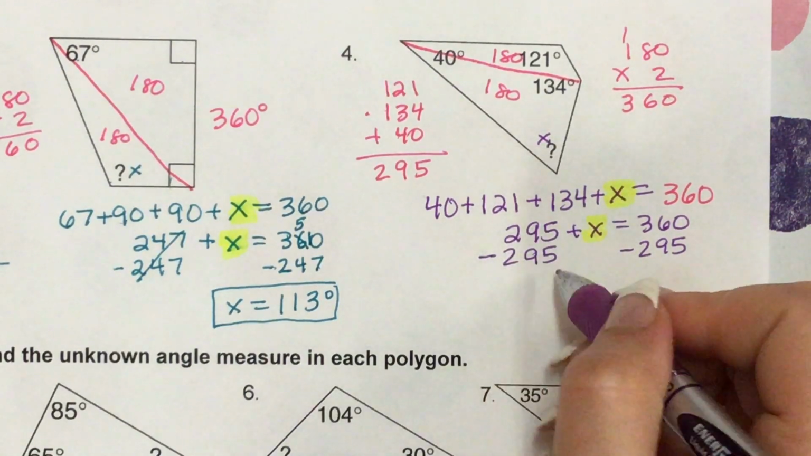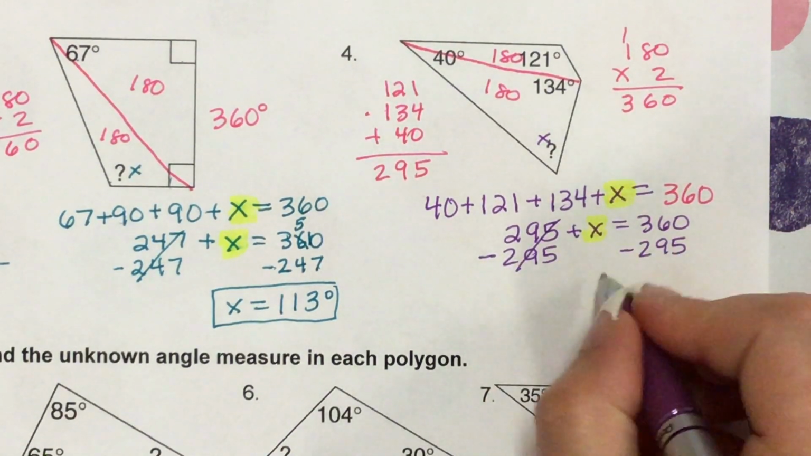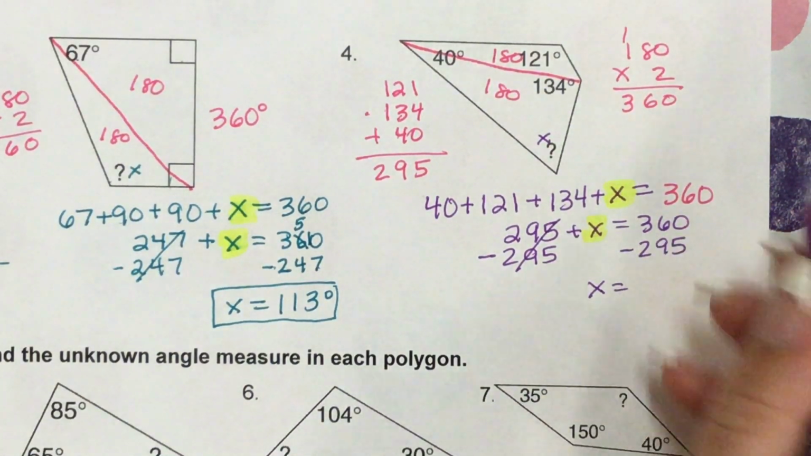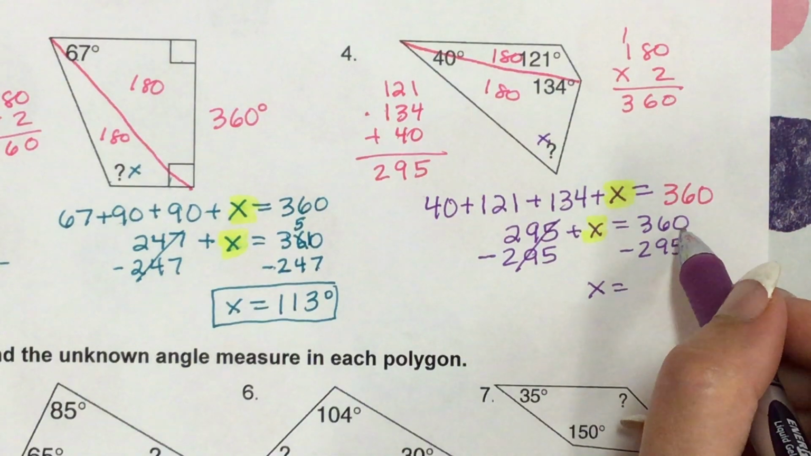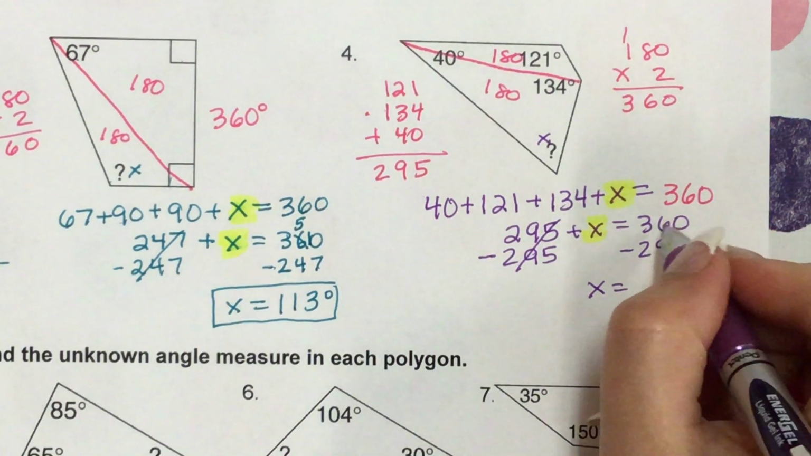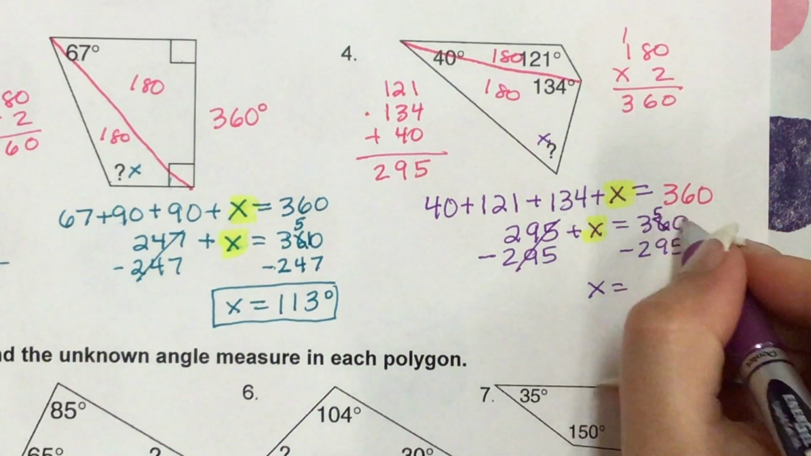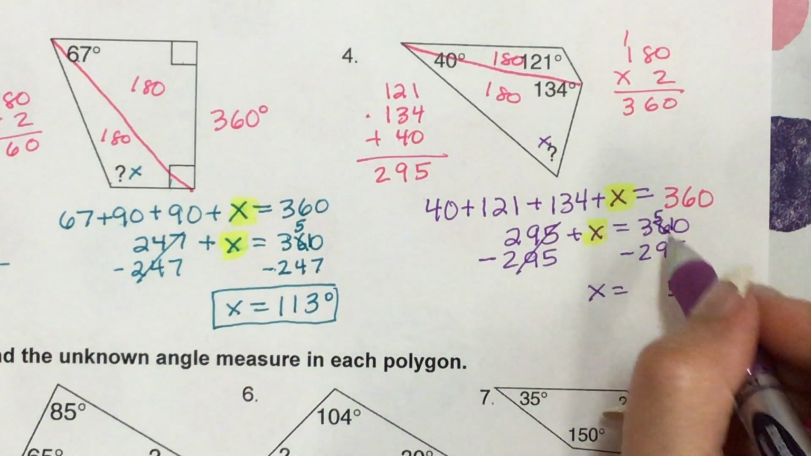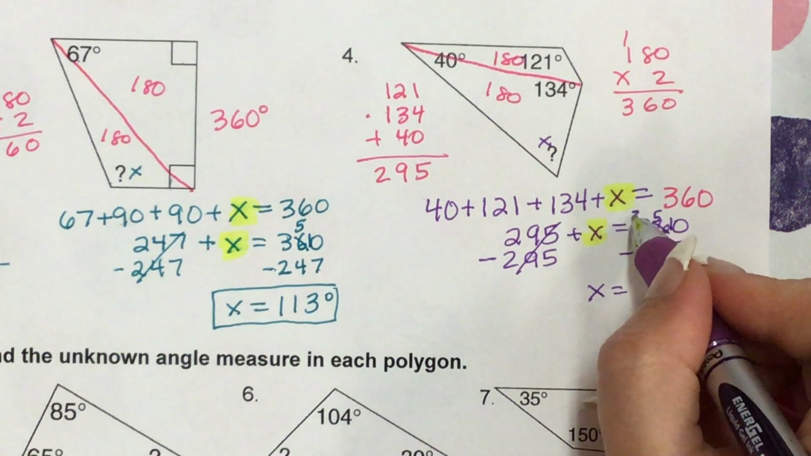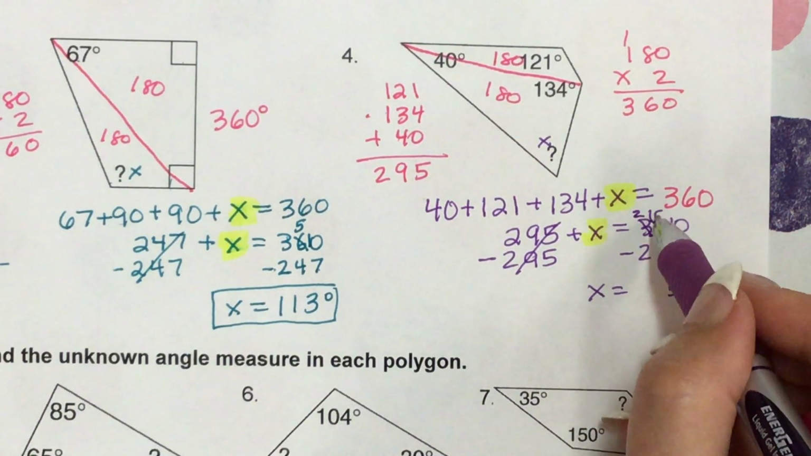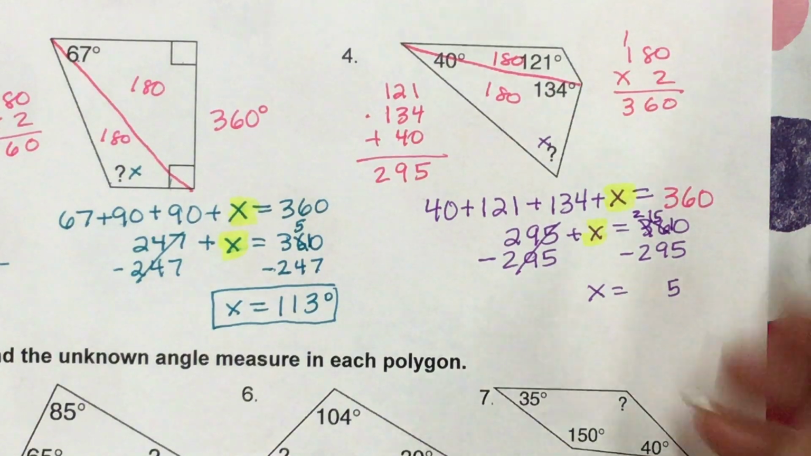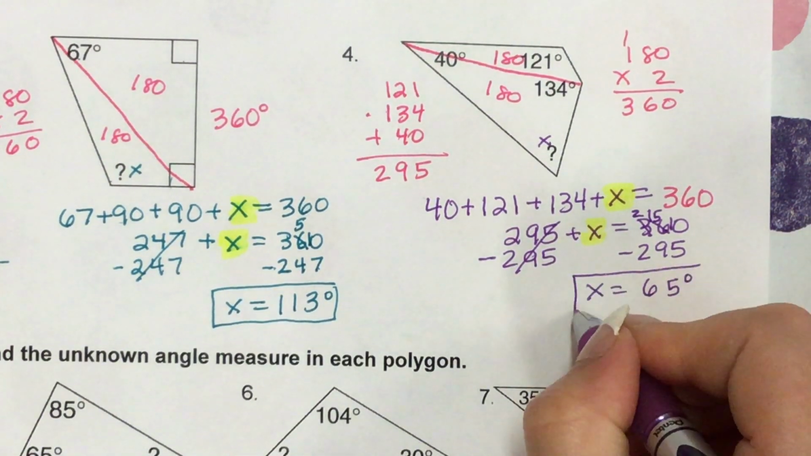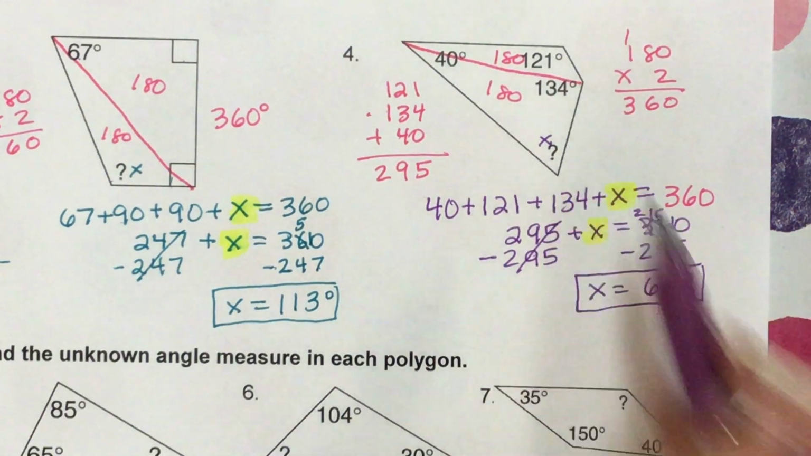This positive 295 and that negative 295 cancel each other out, and I'm left with x. Now x is by itself, which is what I need. Now I just need to do this subtraction. This 0 is not big enough to go against this 5, so I need to borrow from the 6, making that a 5 and making this a 10. 10 take away 5 is 5. And the 5 is not big enough, so I need to borrow from the 3, making that a 2 and making that a 15. 15 take away 9 is 6. So there we have it. My angle measure of the unknown is 65 degrees right there.